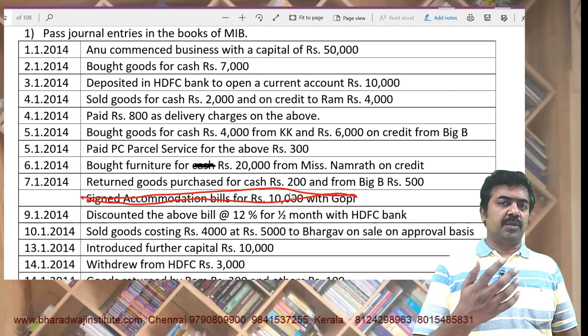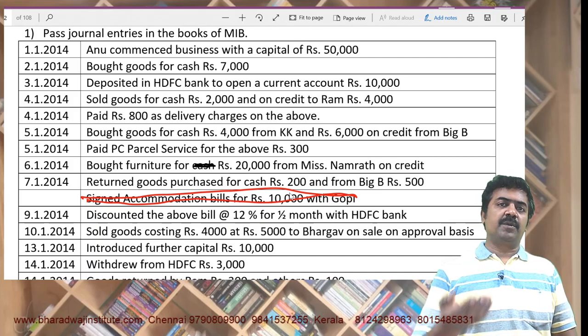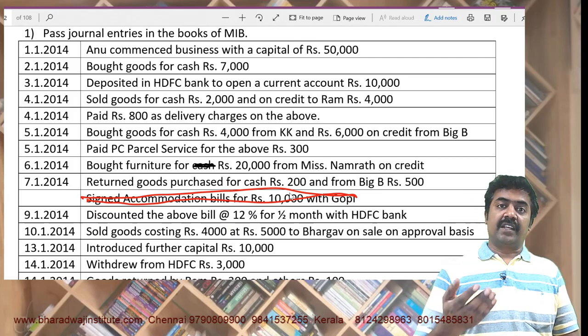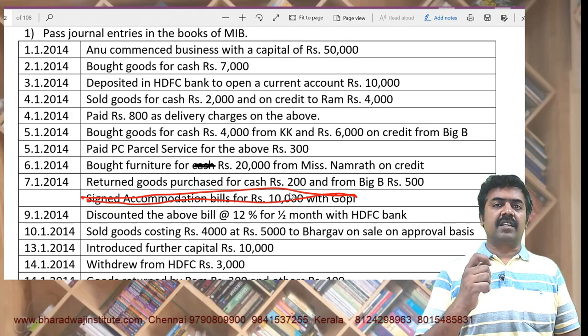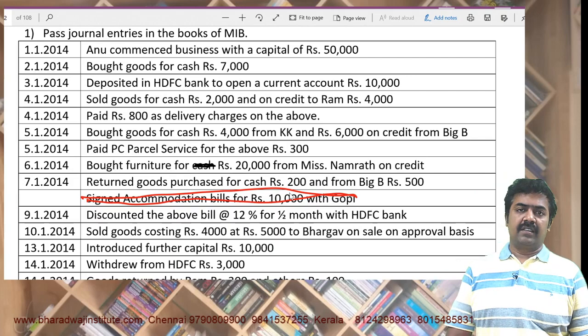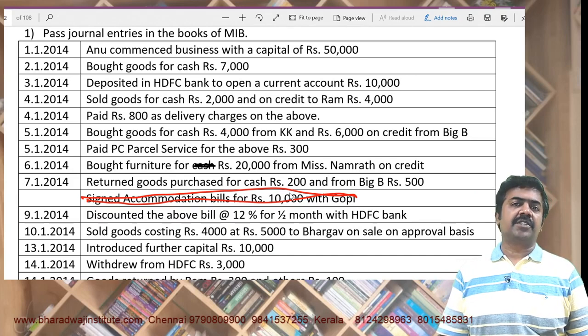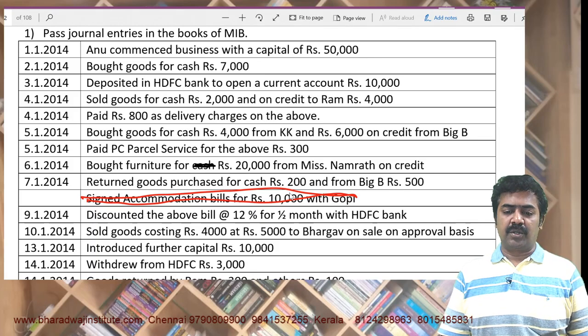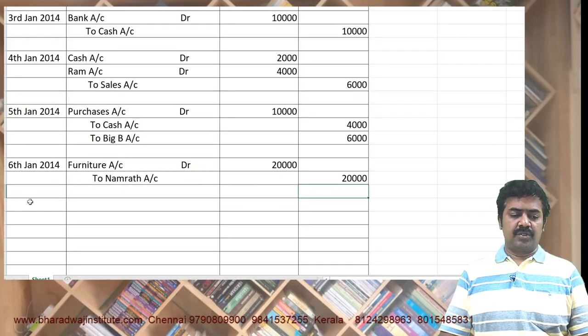See, when you purchase goods and you return them, if it is a cash purchase, you will get back cash. If it is a credit purchase, it will be adjusted in the ledger account, in the amount due. So how to pass the entry? When you return goods purchased for cash, cash will come in. Cash account debtor 200. Okay. Big B will adjust the account with how much? 500. So 7th January 2014.